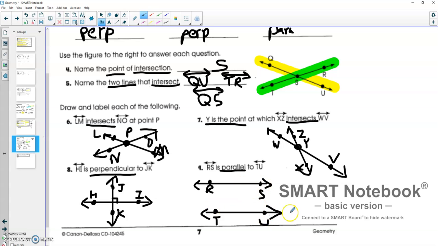Now they both look parallel, and if you've done the IXL, it won't show you these arrows. Sometimes you have to zoom it. But if you can, put the arrows showing that they're going in the same direction forever and they will never touch.